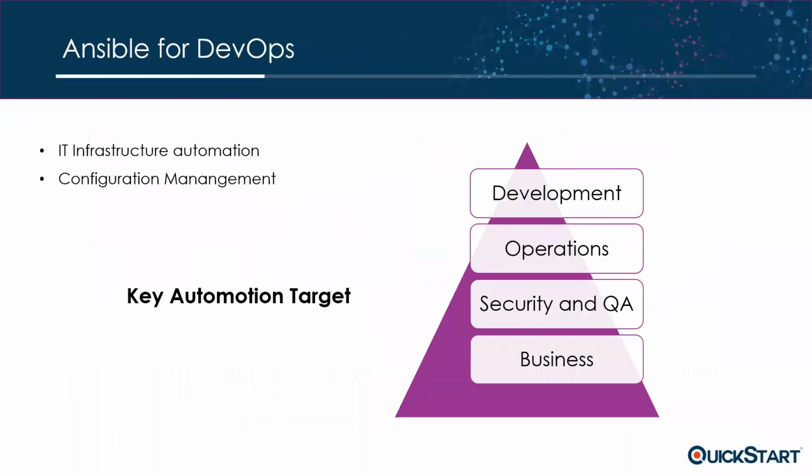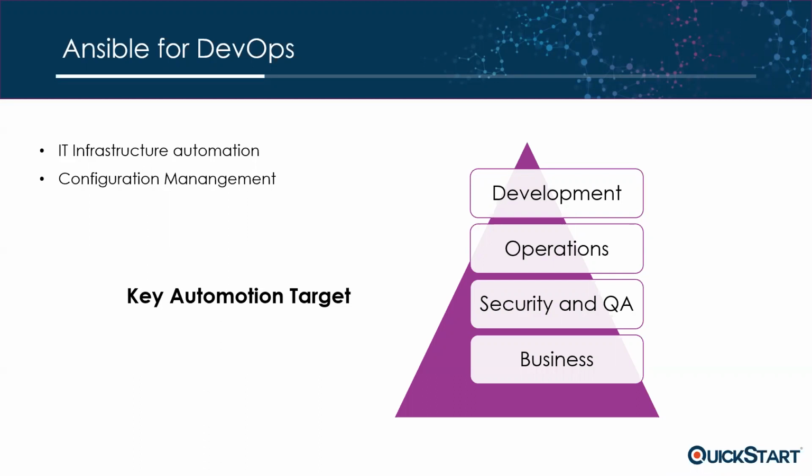Okay, so let's start with today's topics. Ansible is really a powerful IT automation and configuration management tool. In terms of DevOps, Ansible can be considered to target 4 main automation areas: development, operations, security and QA, and business, right? These are the key automation targets.